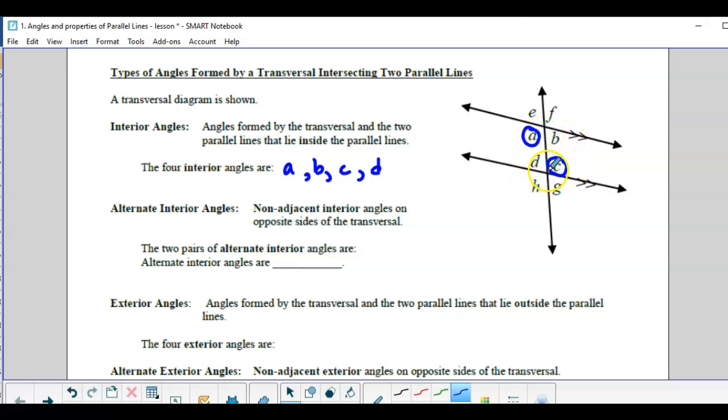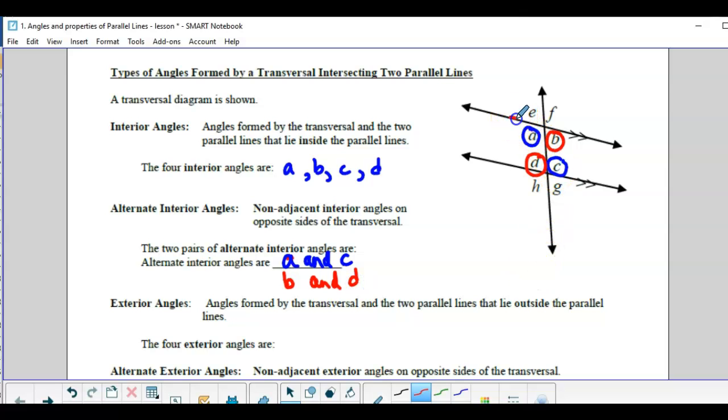So alternate interior basically means, for example, this angle and this one. All of those are interior, but they're on opposite sides of the transversal. So that could be D and C or A and C, but they're alternate. That means they're diagonal to each other basically. So A and C are, and B and D are. Okay, so two pairs. I'll do that in blue. So A and C and then B and D.